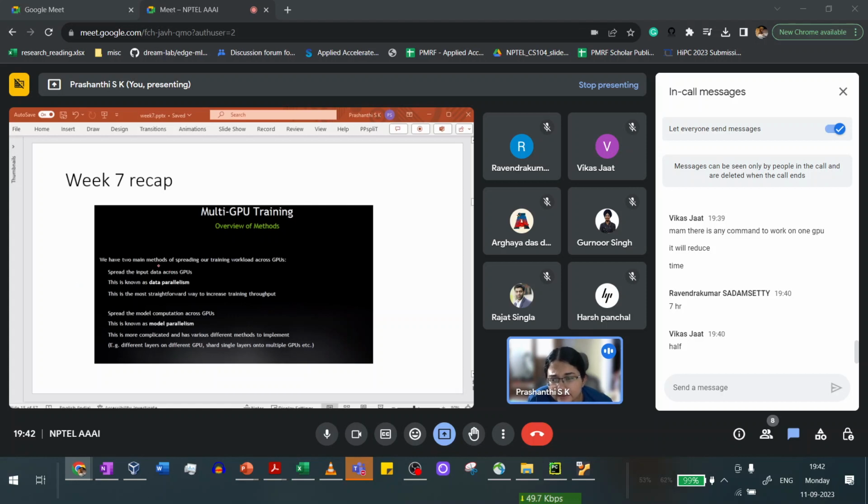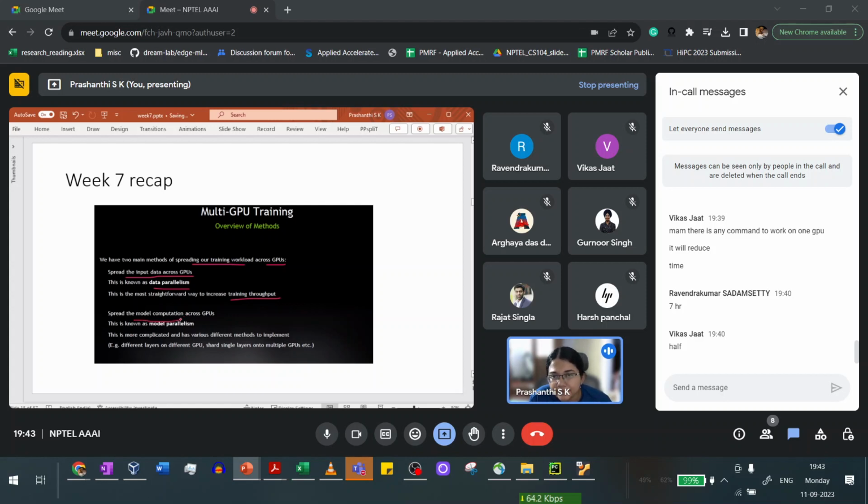So like I was talking about before, we have two ways of spreading or distributing the training workload across GPUs. One is you could take the input data and spread it across all GPUs. This is called data parallelism. It's a very obvious way, right? You can increase training throughput. And again, we spoke about some of the details of this, things like batch size, right? So yeah, I think that's also fairly clear by now.